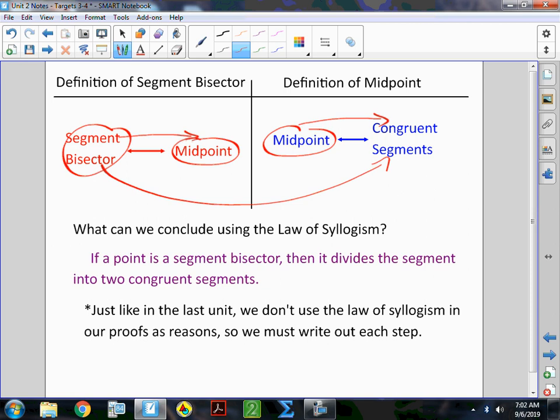So if we're using the definition of segment bisector, it's going to tell us midpoint. And if we're using midpoint, it's going to tell us congruent segments. This is very similar to what you did last unit with if something is large, then it's not small. You had to say both. You got points off on your test if you didn't go from large to not small, but you needed not small. Or if you didn't go from small to not large and you needed not large. So you'll see that in the next couple of proofs. But that's the definition of segment bisector.